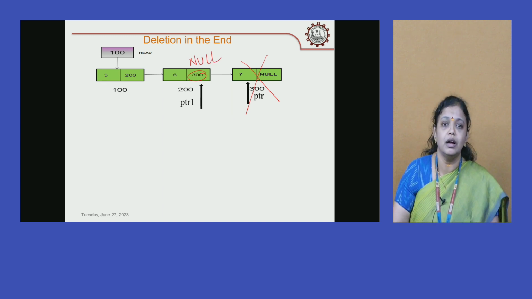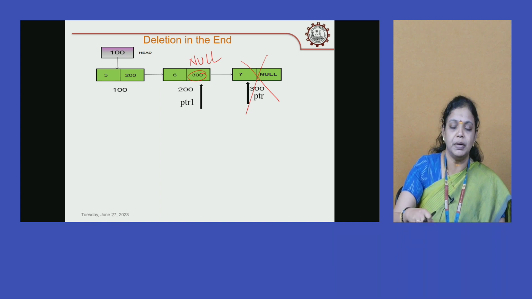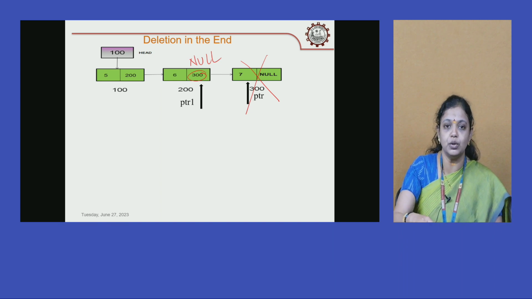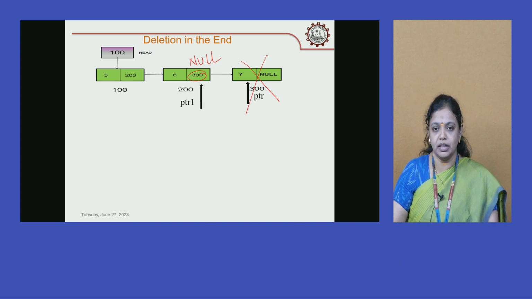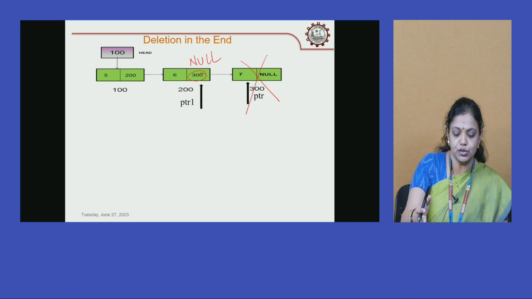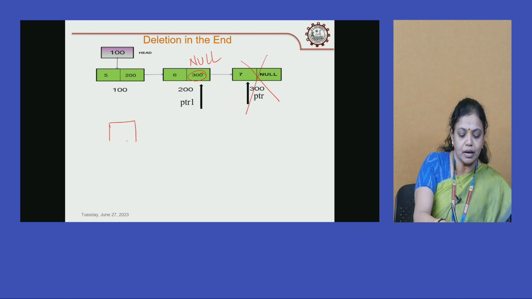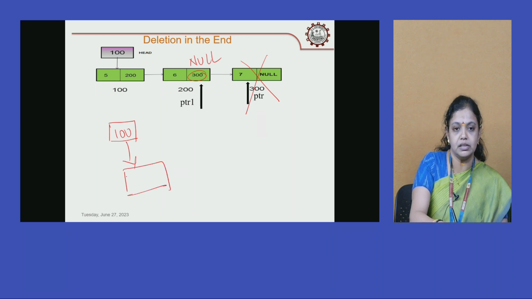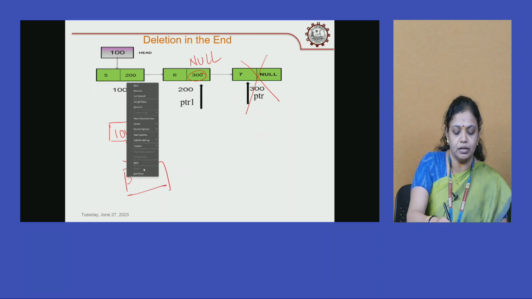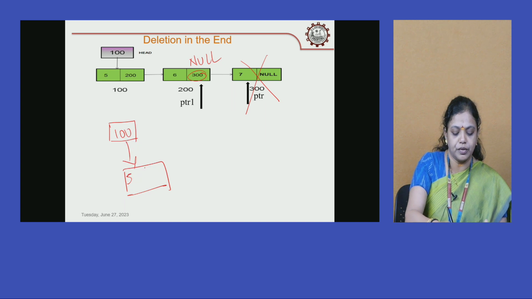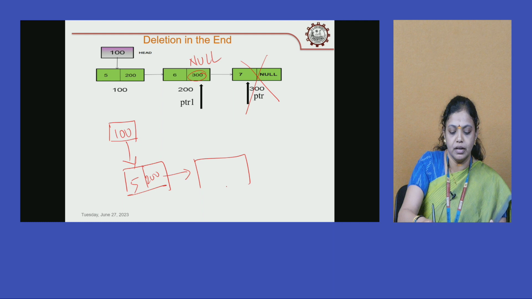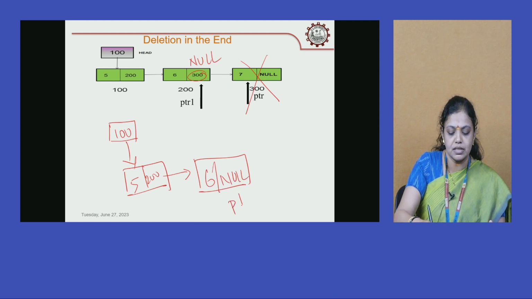It is PTR1. So now I will make it PTR1 of next is equal to null. So after this particular deletion, what will happen? The same thing, I am having this head as 100, and I am having this as 5 and 200 here, and finally here I am having 6 and null. So after this I am making it 6 and null.